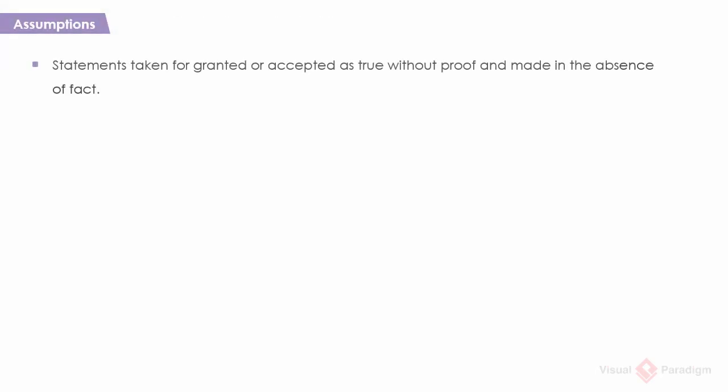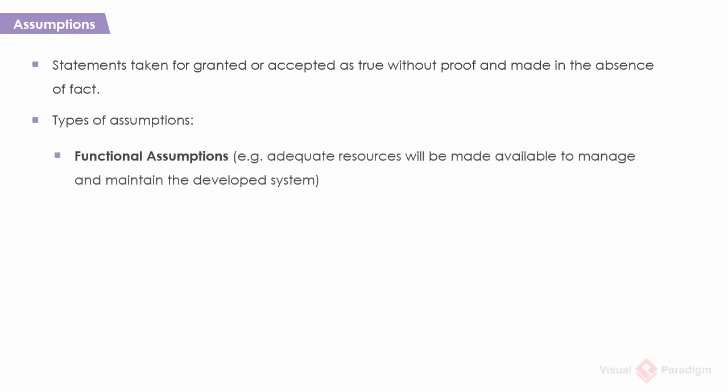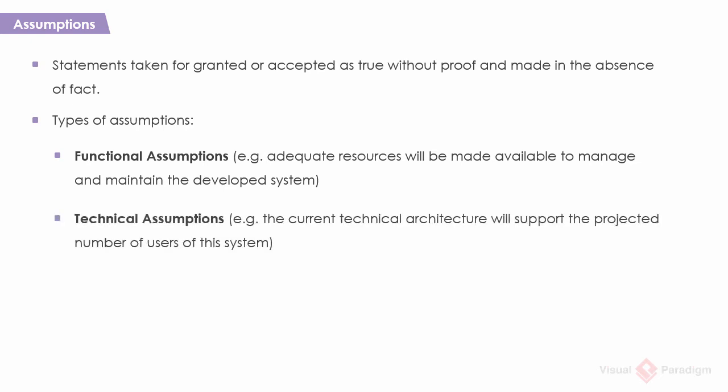Assumptions. Assumptions are statements taken for granted or accepted as true without proof and made in the absence of facts. There are typically 2 types of assumptions. Functional assumptions, which relate to the business functionality of the project. For example, adequate resources will be made available to manage and maintain the developed system. Technical assumptions, which relate to the technical environment of the project, such as software, hardware, network, servers, and so on. For example, the current technical architecture will support the projected number of users of this system.